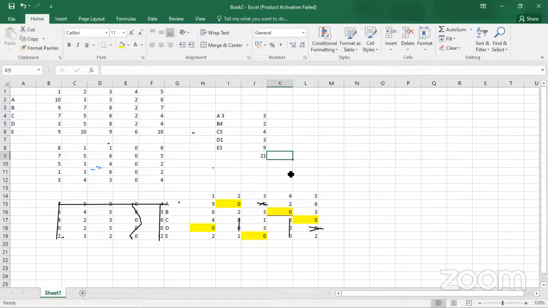Shall we move ahead? So there are some typical cases in the assignment problem. One thing is maximization problem. The other thing is unbalanced problem. One more thing is you can have a restricted assignment problem.